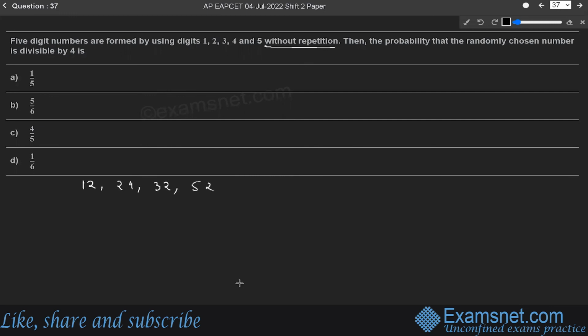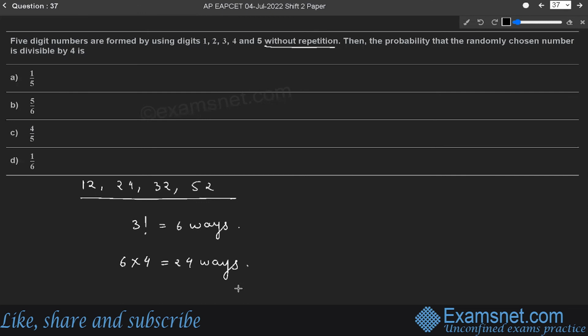In each of these cases, the 5-digit numbers can be formed using the remaining 3 digits. So, the remaining 3 digits will be 3 factorial, which is 6 ways. I hope this step is clear to you. We have 4 possible cases. So, in each of these cases, the 5-digit number can be formed using the remaining 3 digits. So, 3 digits will be 3 factorial, which will be 6 ways. So, number divisible by 4 can be formed in 6 into 4 ways, which is 24 ways.